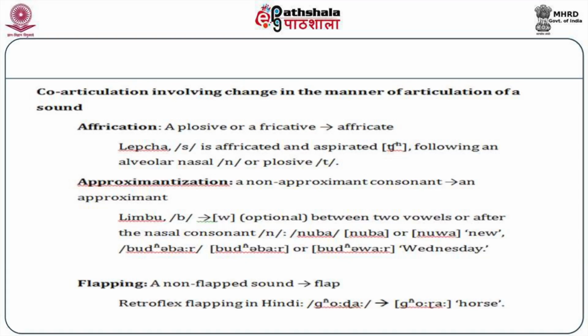Flapping takes place when a sound is pronounced as a flap. A most common example found across Indic languages is of the voiced retroflex plosive d pronounced as a r. In many Indian languages you find this happening. For example, in Hindi, ghoda is the phonemic representation. Now between two vowels such as o and a, you never find a d, it becomes a ra. Ghadi is another example of flapping.